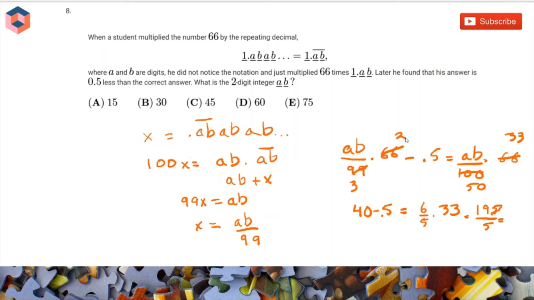So 195 plus 3/5: 195 is divisible by 5, and 3/5 would make the number end in 0.6. But this number is 39.5. And a number that ends in 0.5 and a number that ends in 0.6 cannot have a difference of 0.5 in between them, regardless of the number before the decimal place.